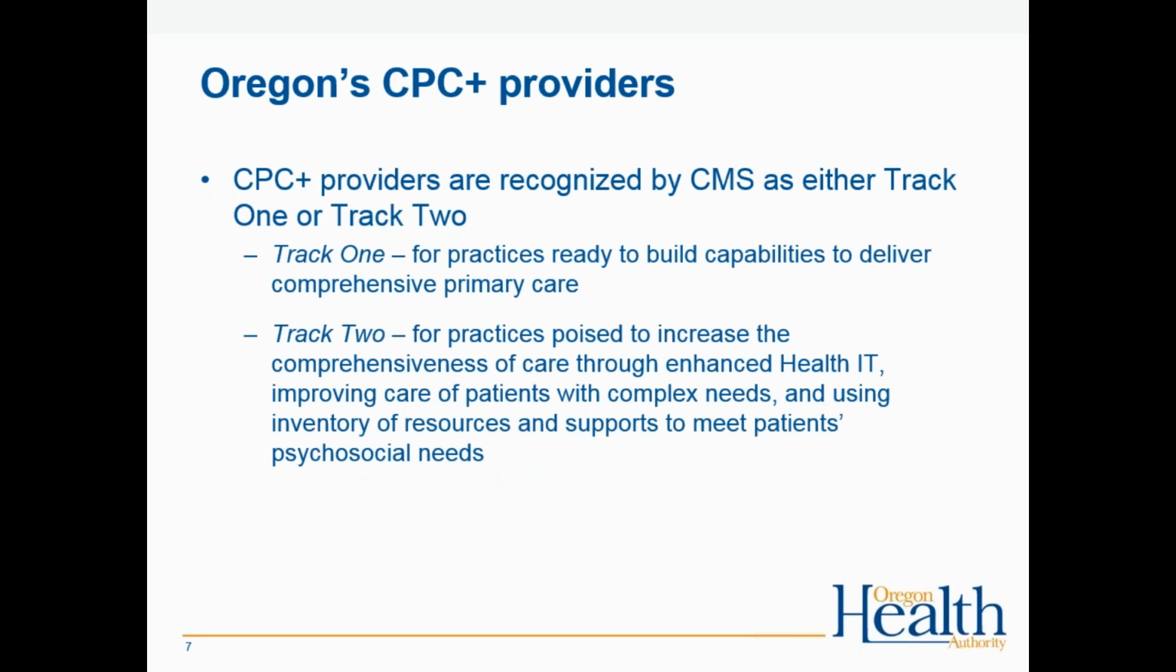And then just a little bit about providers. We have 2 different tracks. Each provider is recognized by CMS as either Track 1 or Track 2. Track 1 is really the practices that are ready to build the capabilities to deliver comprehensive primary care. And then Track 2 is just a little bit more advanced than that. These providers are ready to increase the comprehensiveness of care through enhanced health IT, improving care of patients with complex needs, and using an inventory of resources and supports to meet the patient's psychosocial needs.